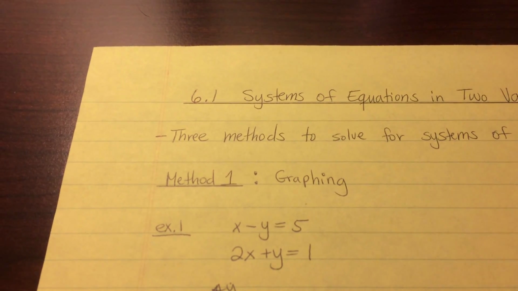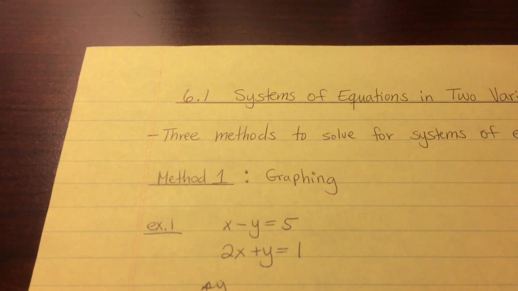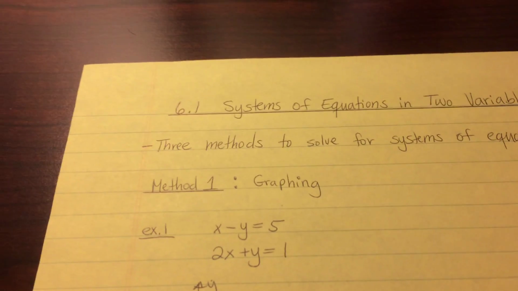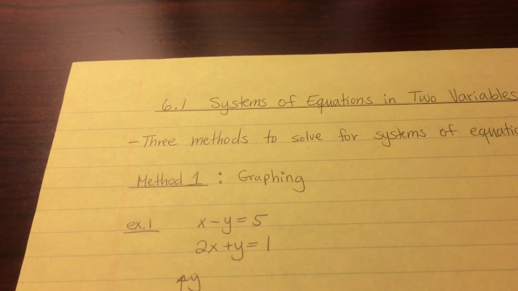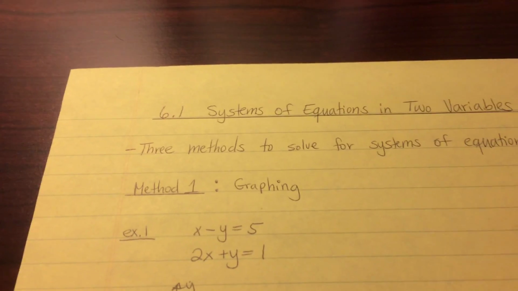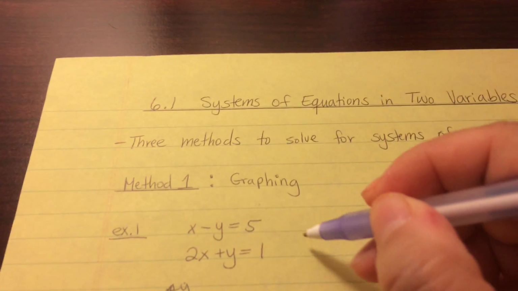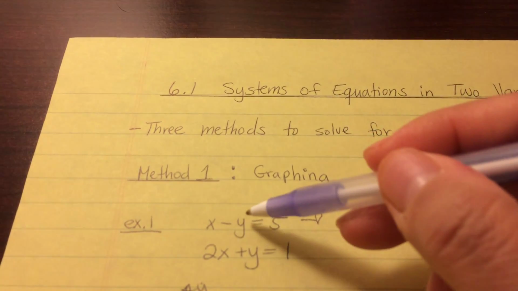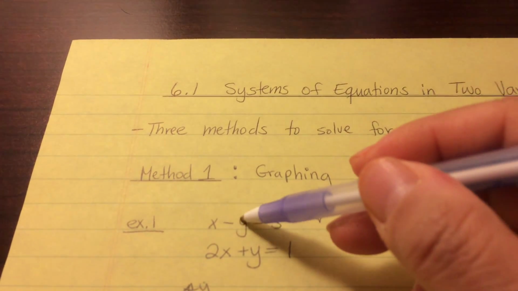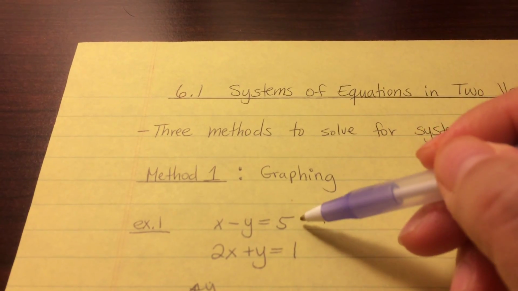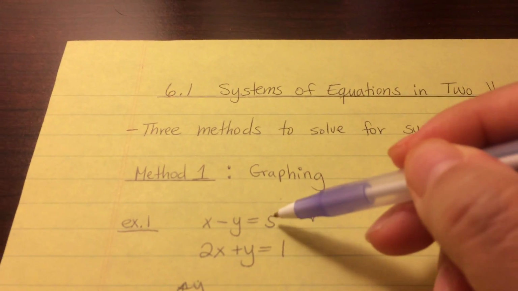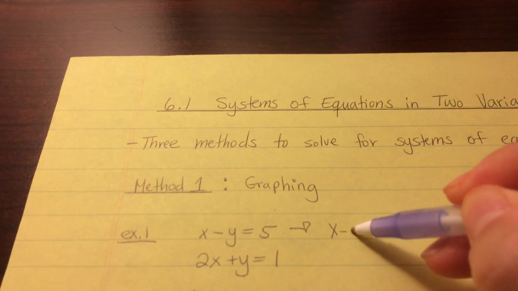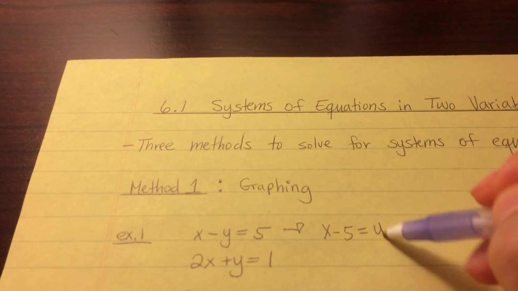You're going to be given two equations, and we're trying to solve for the x and the y numbers for those. The first thing you have to do in order to graph is set it equal to y equals. In this case, it's easier if I move the y over to the other side. If I add y and subtract 5 on this side, we get x minus 5 is equal to y.